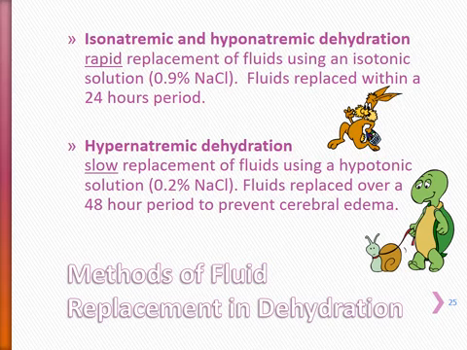Okay, so again, to recap, isonatremic and hyponatremic dehydration is rapid replacement with an isotonic solution, and the fluids are replaced within 24 hours. And then hypernatremic dehydration is a slow replacement with hypotonic solution. The reason for that is to prevent cerebral edema. Okay, so I do want you to know the different types of dehydration and whether it's rapid or slow replacement of fluids for that.